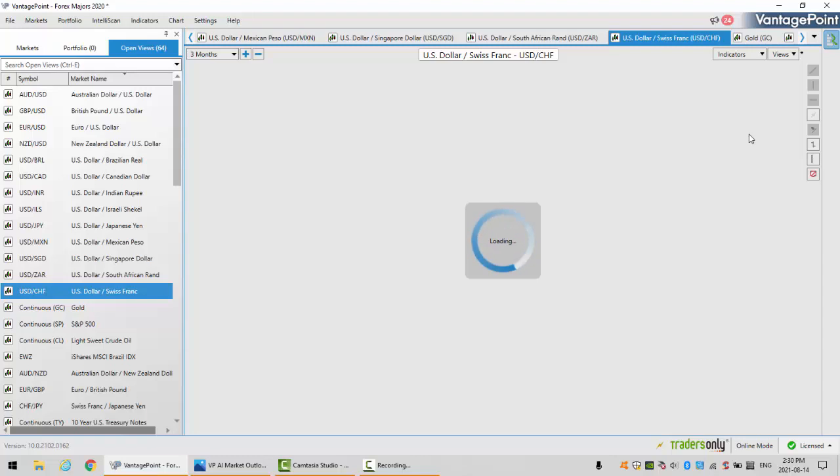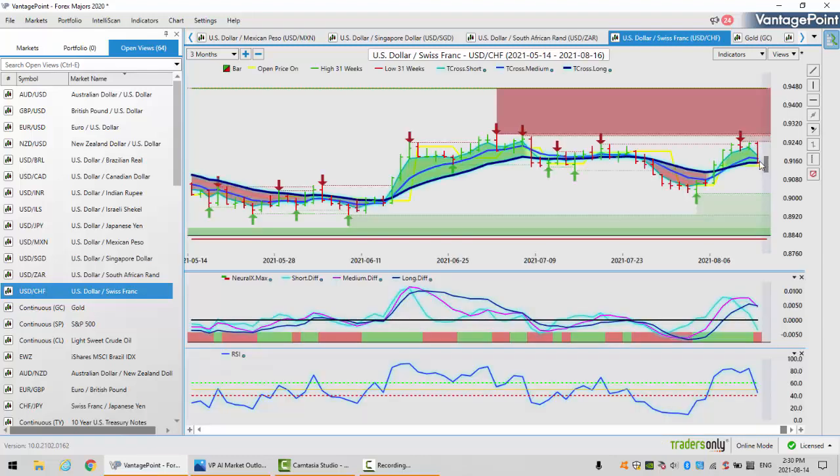As the euro goes higher, then the US Swiss franc turns lower. Now, we've stalled right on the T-cross long, which I don't believe is a coincidence at all. 91.50. So we're looking for 91.50 to hold.